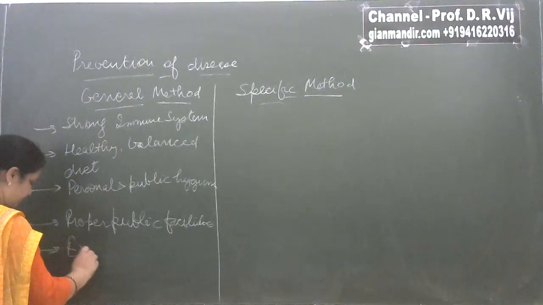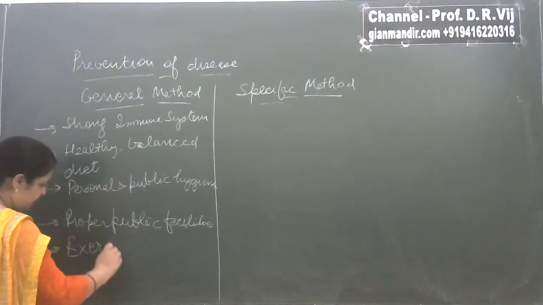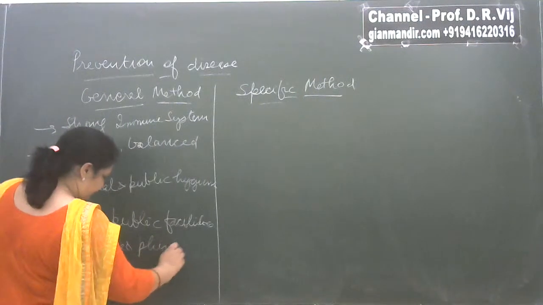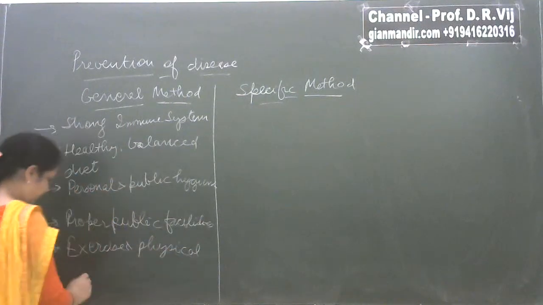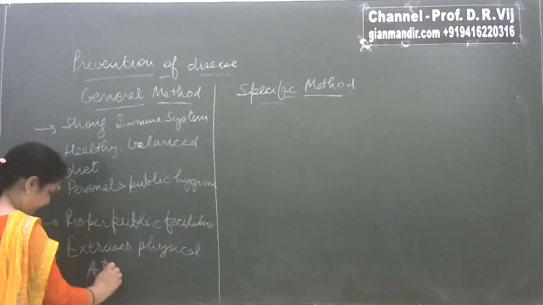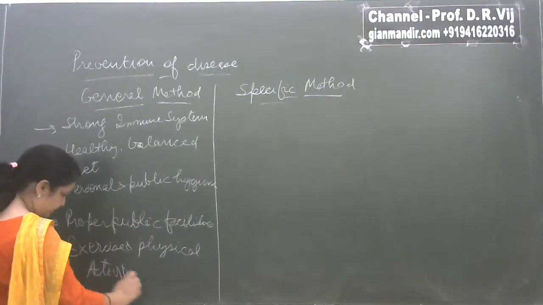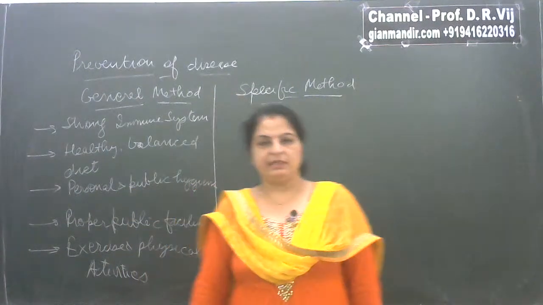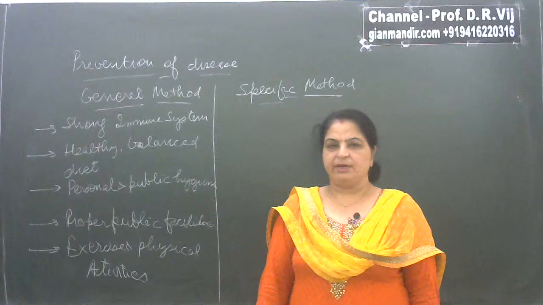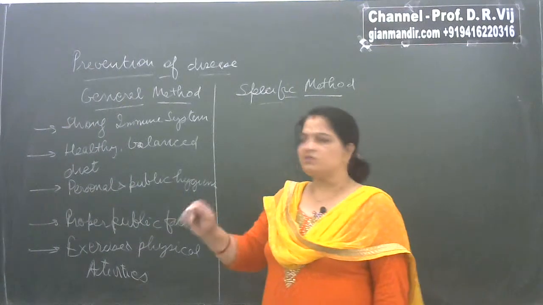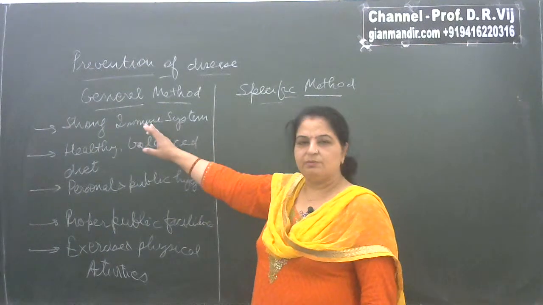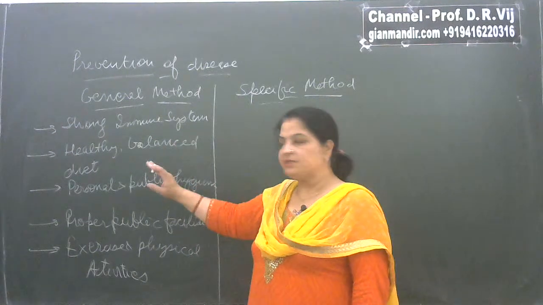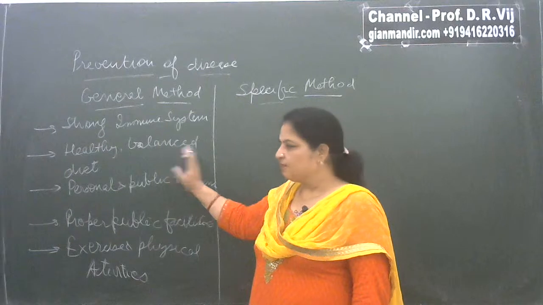Then exercise and physical activities, right? So, in order to keep you healthy, to not get infected by any disease, the most important thing is to have a strong immune system. And in order to have a strong immune system, you must have a healthy, balanced diet.